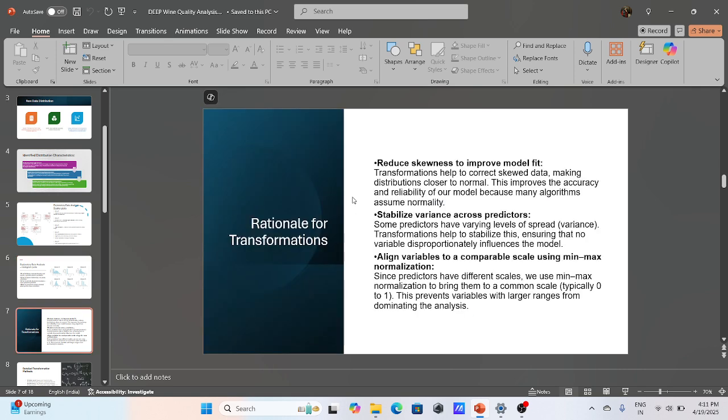Rationale for transformation. The transformation helps to correct skewed data, making the distribution closer to normal, and stabilize variance across predictors. Some predictors have varying levels of spread. Transformation helps to stabilize this, ensuring that no variable disproportionately influences the model. It also aligns variables to a comparable scale using min-max normalization.